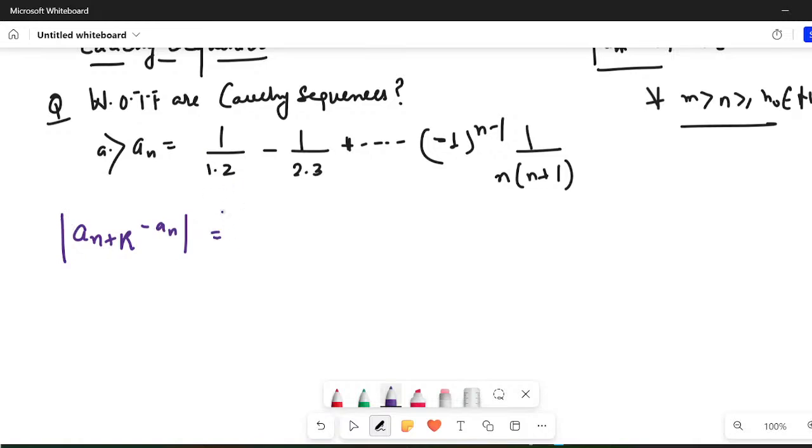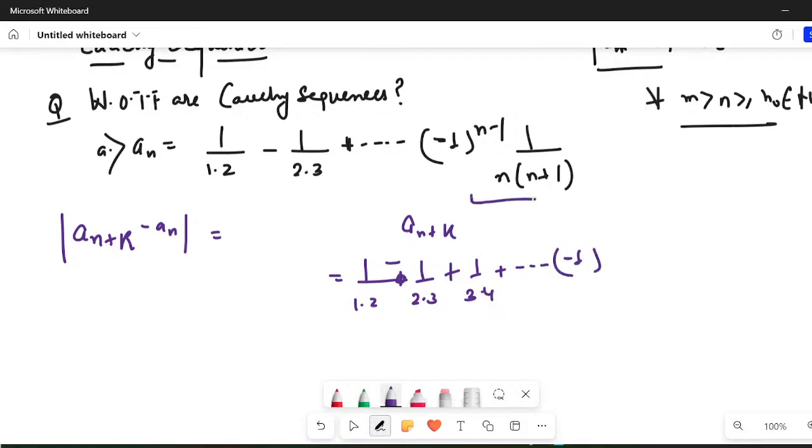So what would this be? If you clearly see it, if I take this particular a_{n+k}, it would be 1 upon 1 into 2, minus 1 upon 2 into 3, plus 1 upon 3 into 4, and so on. Here you will reach till this point, because this is a_n, and then you are going to continue from here further.